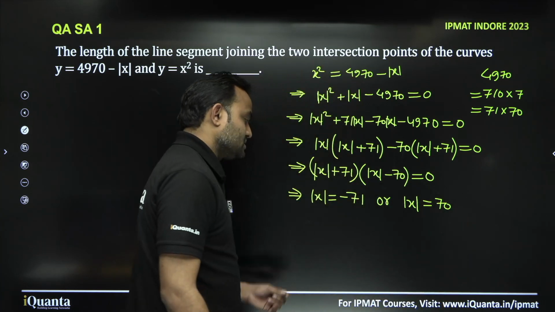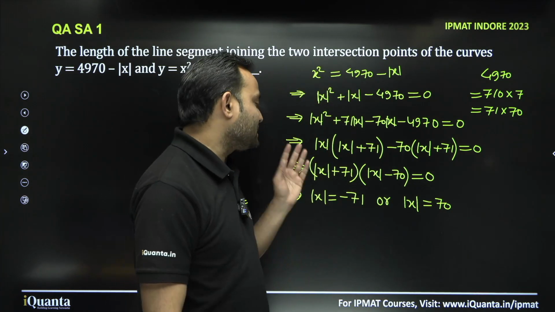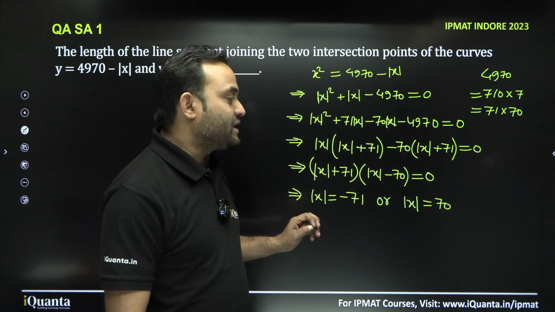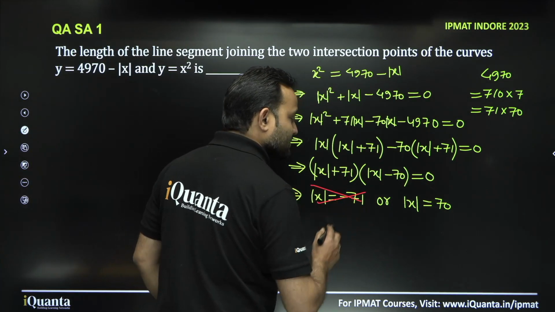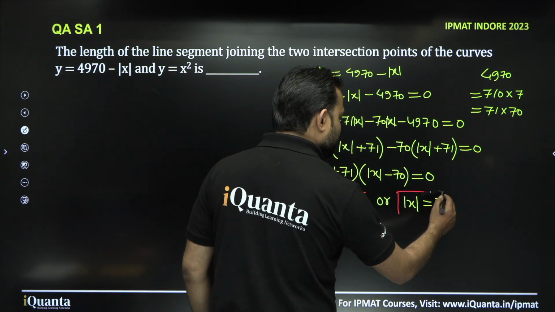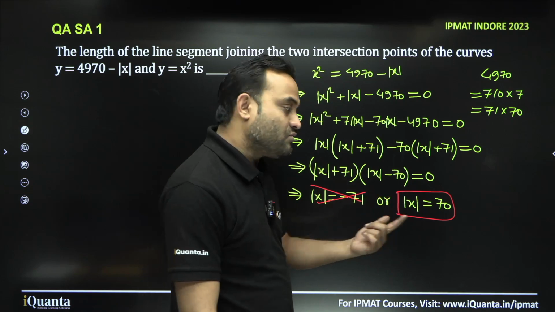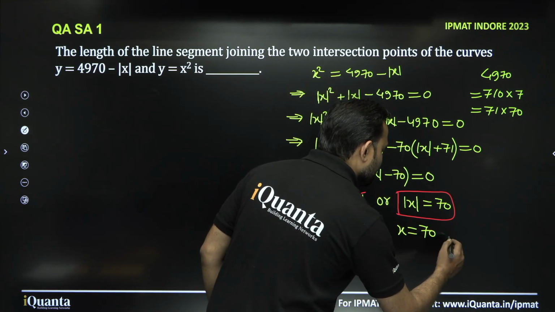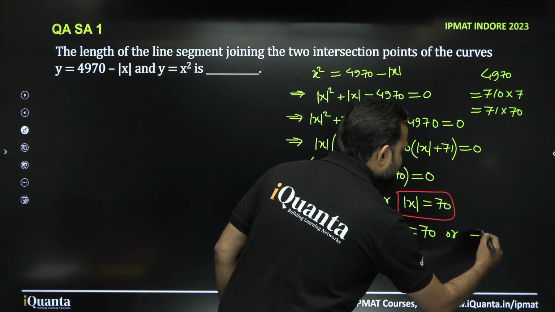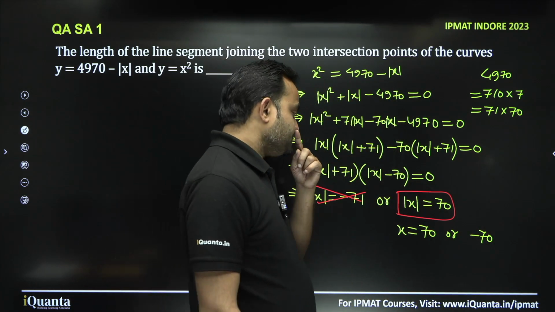Now think about this. Mod of x is always a positive value, right? Or a value greater than or equal to 0. It cannot be negative. So we can say this value is not applicable here. Only this value is applicable. Now think, if mod of x is equal to 70, what could be the values of x? We can say x is equal to 70 or minus 70. So we have two different values of x.